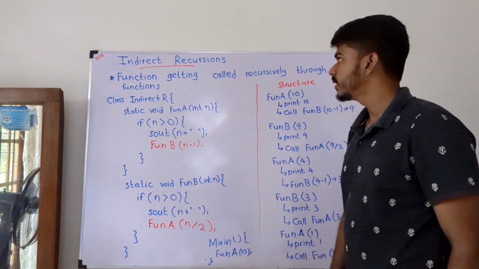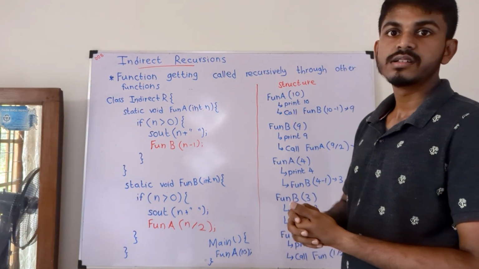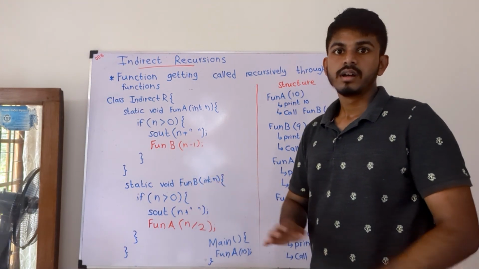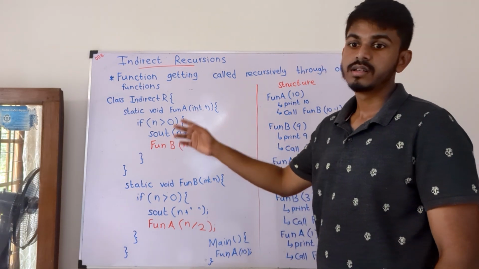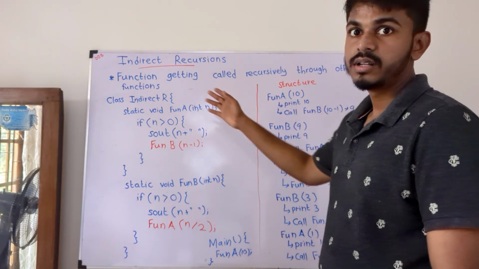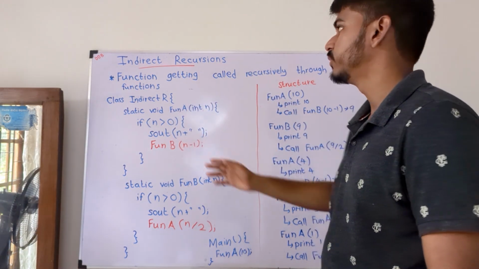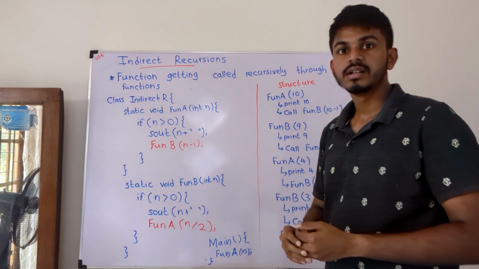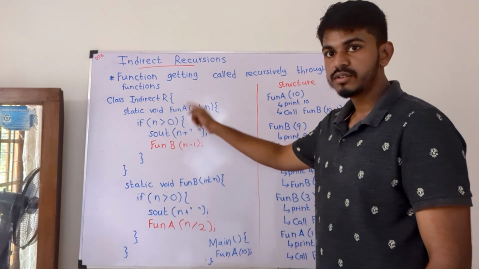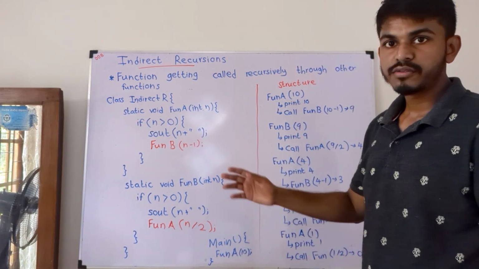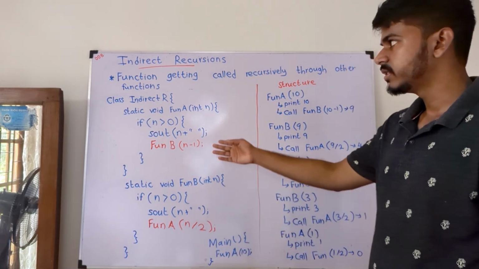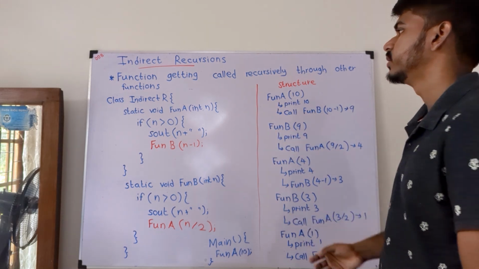Okay, next is indirect recursions. Indirect recursion is where a function is getting called recursively through other functions. Here, unlike direct recursion, the recursion is happening across other functions, not directly through the same function itself. So, a function is indirectly recursive if the function calls another function and that function eventually calls the original function. So, here is an example for indirect recursion.